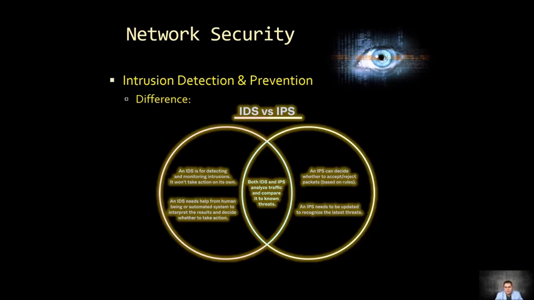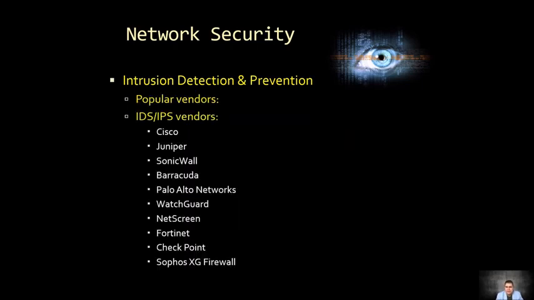Sometimes I can draw the IPS and IDS in this form to show you what are the differences and what is the similarity, and this actually summarizes whatever we were discussing before. There's a lot of products that can provide you IDS and IPS, for example, Cisco, Juniper, SonicWall, Barracuda, and a lot of them. I just listed the most popular products, but there's much more than this.